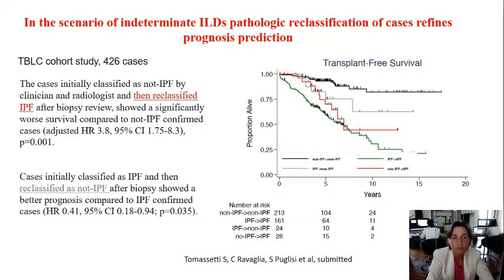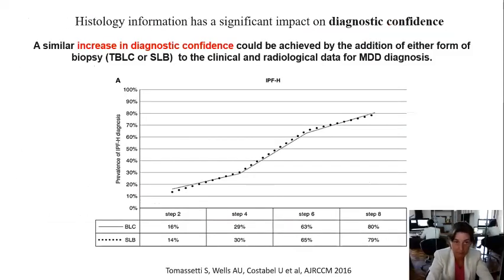This graph shows you survival of patients who were reclassified IPF after biopsy, and the prognosis is similar to those of confirmed IPF, and strikingly divergent, meaning much worse, compared to patients with non-IPF ILDs. This is just to say that in the scenario of indeterminate interstitial lung diseases, the pathologic reclassification of cases refines significantly our ability of prognosis prediction.